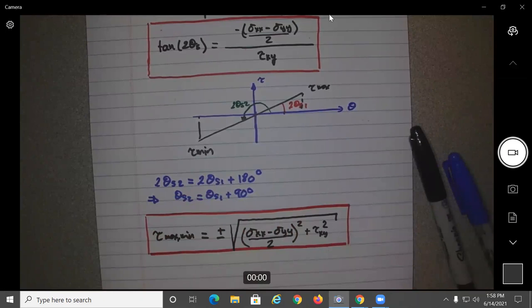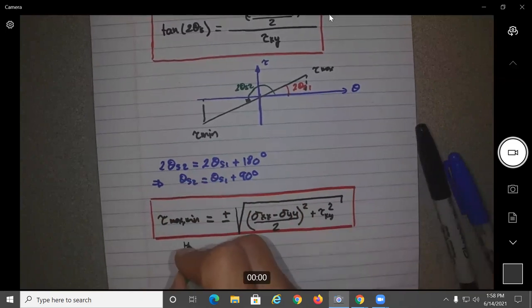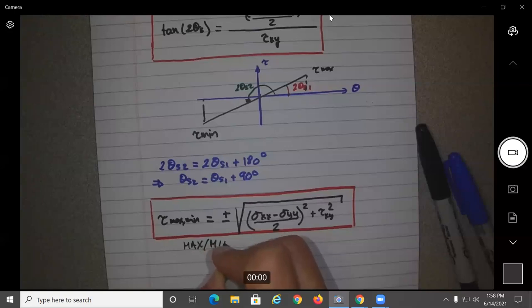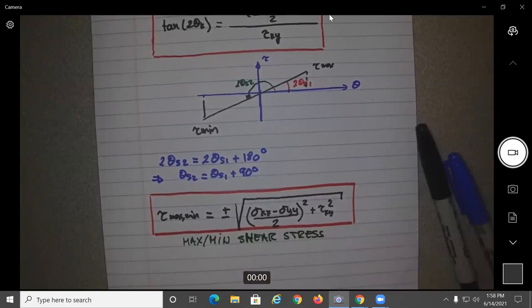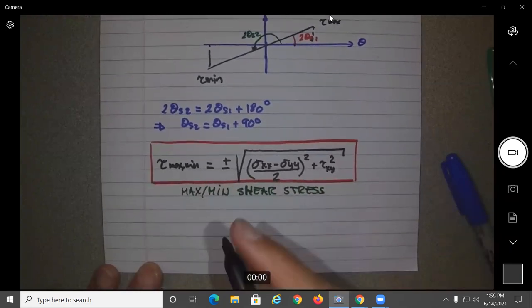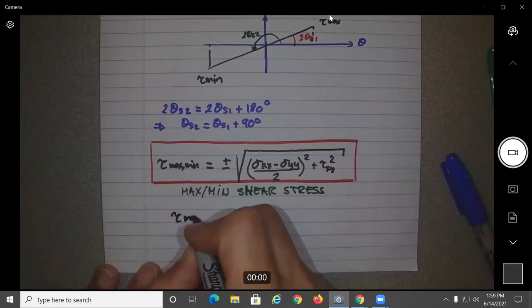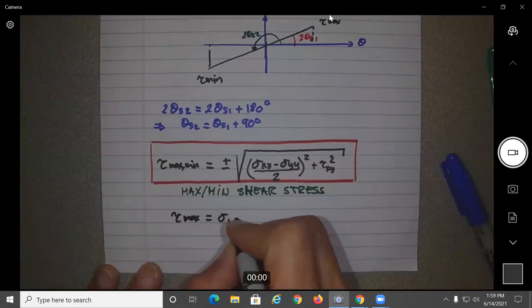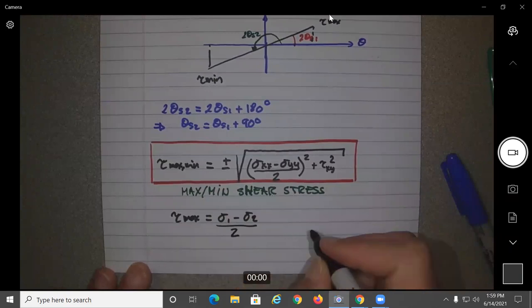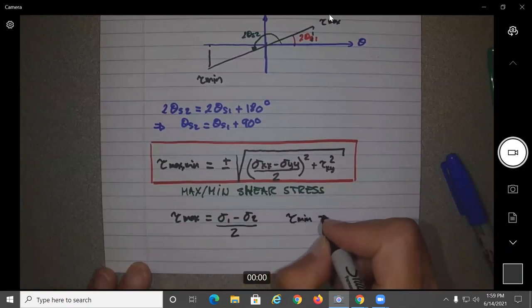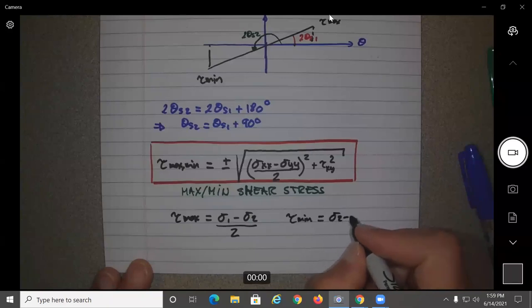So this will be the max and min shear stress. Okay. And finally, I'll go quick. There's a relation between the principal stresses. The maximum shear stress is sigma 1 minus sigma 2 divided by 2, and the minimum shear stress is sigma 2 minus sigma 1 divided by 2.